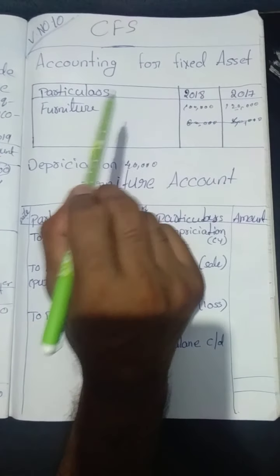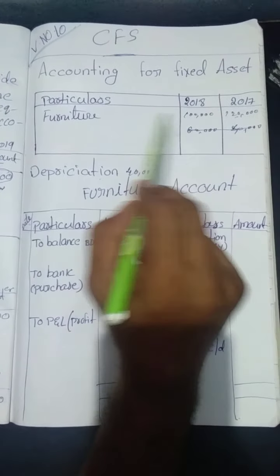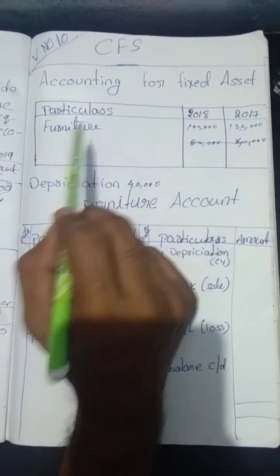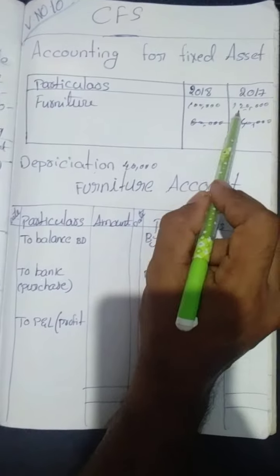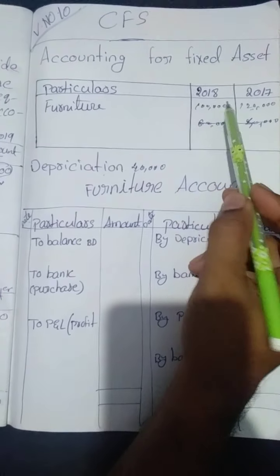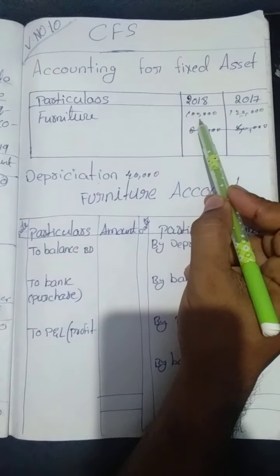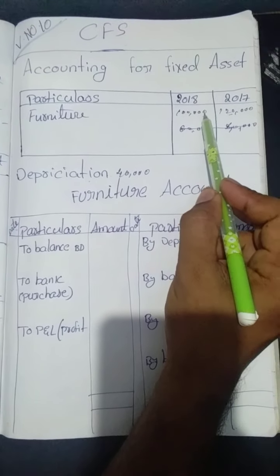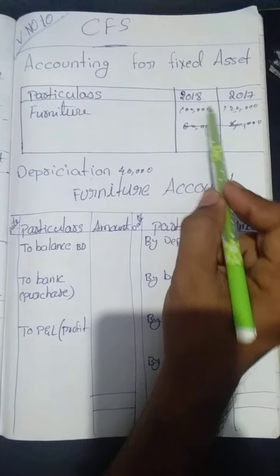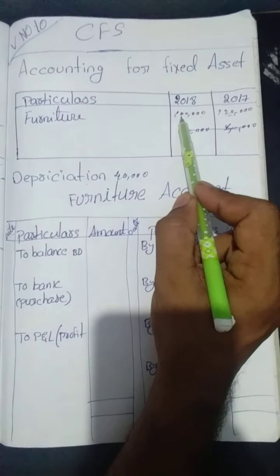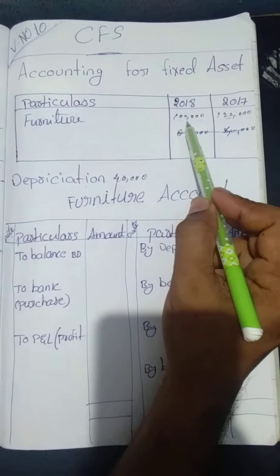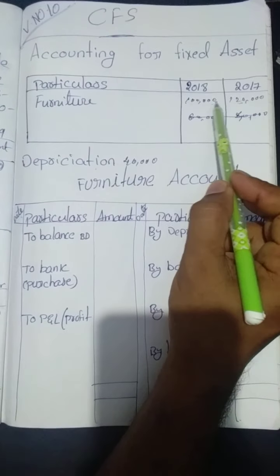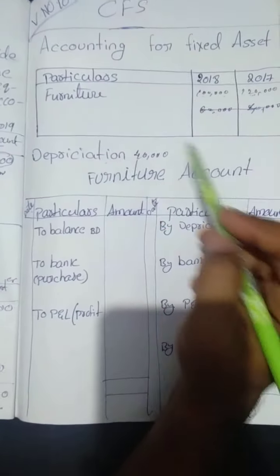So here you can see that in the balance sheet two figures of furniture, or any fixed asset, are given with their values. Maybe the value is more in the current year, which means we purchased it. If the amount is less, it most probably means we sold some item. This shows that we sold something or charged depreciation.